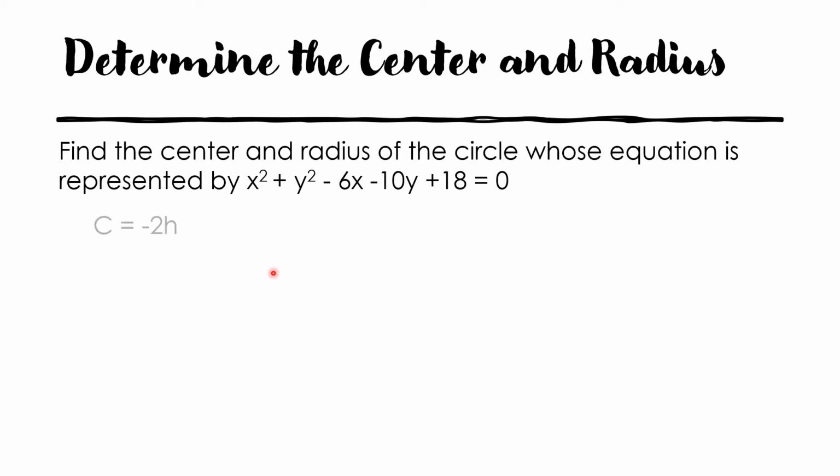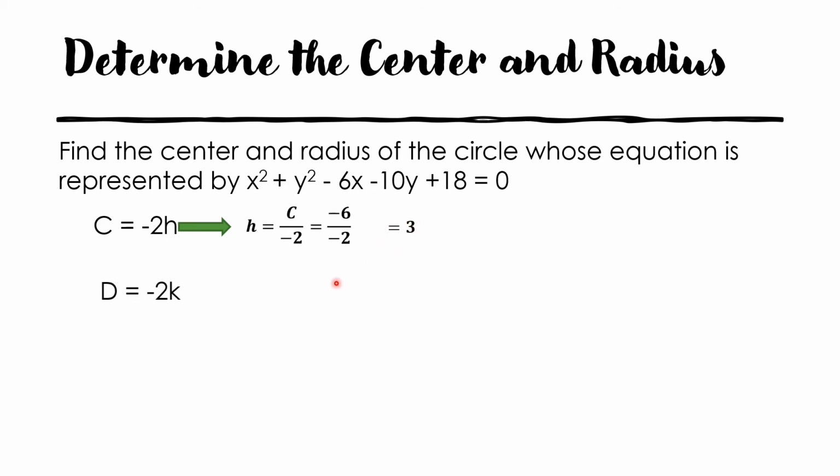So, to solve for c, kanina, c, sinubstitute natin siya sa negative 2h. So, we can solve for h by dividing both sides by negative 2. So, we have h is equal to c over negative 2. And ang value ng c natin sa equation is negative 6. So, we have negative 6 divided by negative 2. That is equal to 3. Ito na yung value ng h natin.